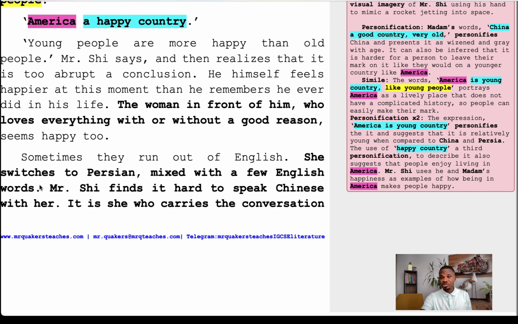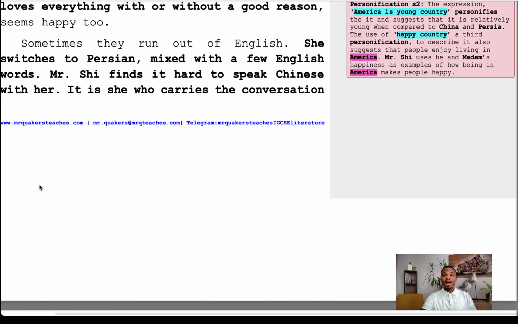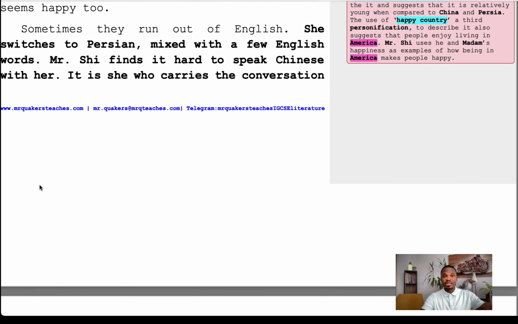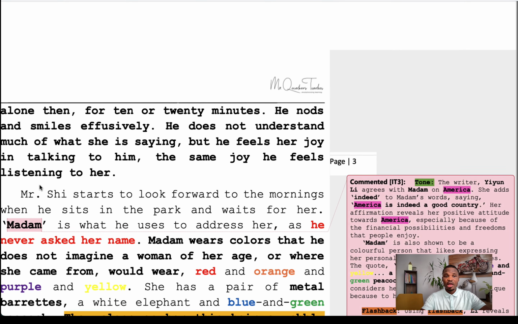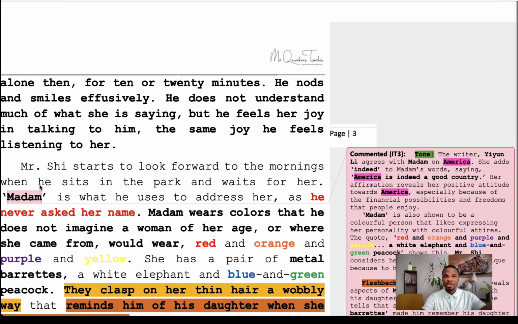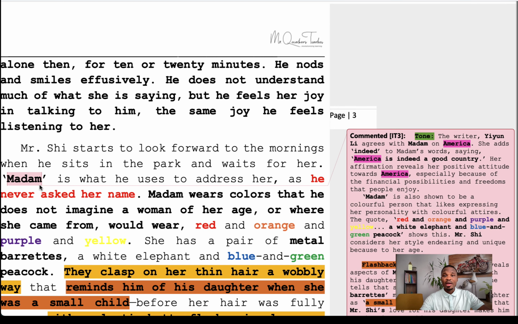Mr. Chi finds it hard to speak Chinese with her. It is she who carries the conversation alone then for 10 or 20 minutes. He nods and smiles effusively. He does not understand much of what she's saying, but he feels her joy in talking to him, the same joy she feels listening to him. So we see the friendship and the shared joy and happiness that they have by just speaking, even though it appears that they're speaking across airs and do not understand each other.